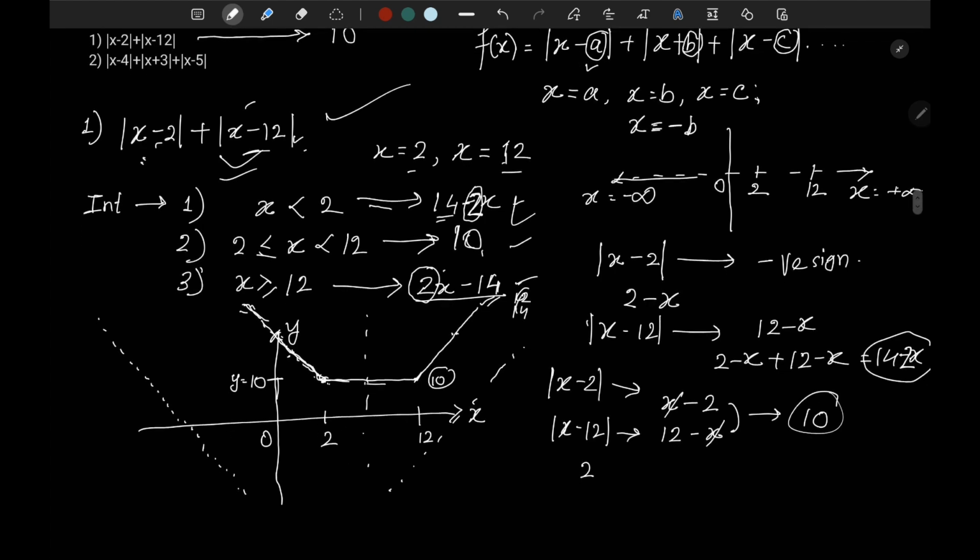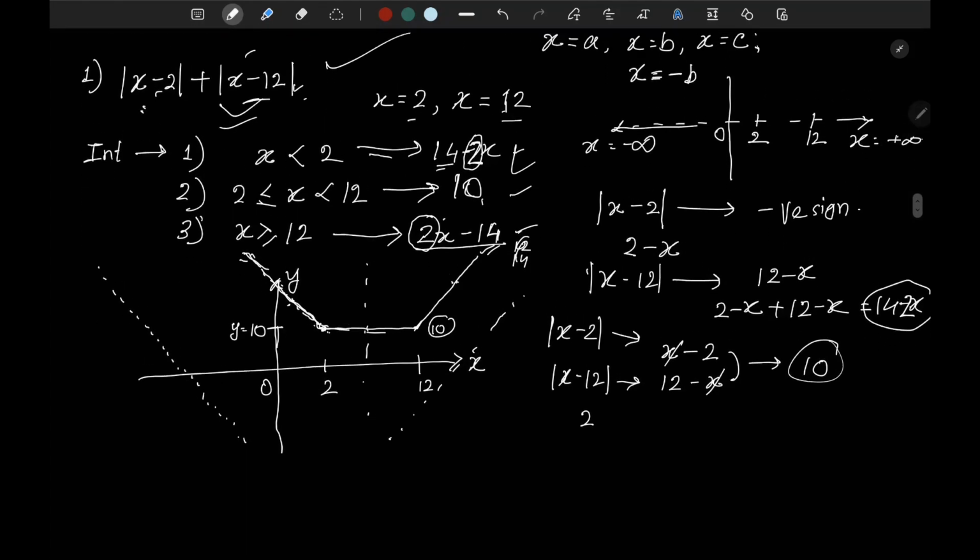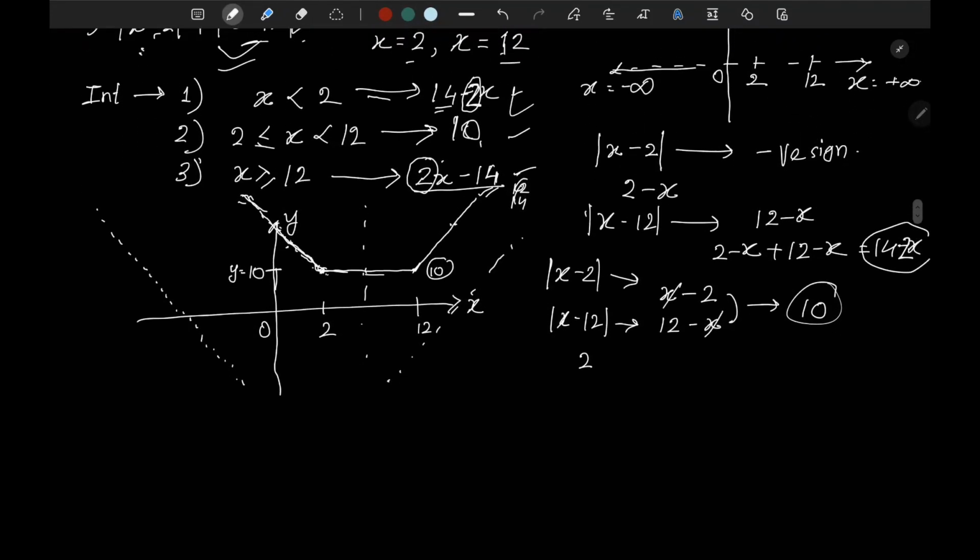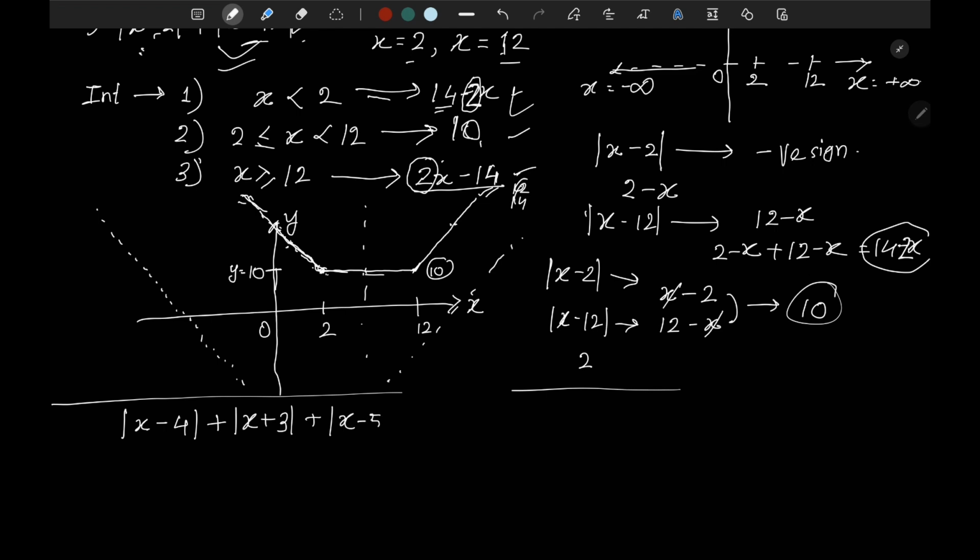Now let's look at the second question. We will try to solve by similar method. So your second question is mod x minus 4 plus mod x plus 3 plus mod x minus 5. The first rule is, let's figure out the critical points. What are the critical points? Minus 3 for this one, 4 for this one, 5 for this one.